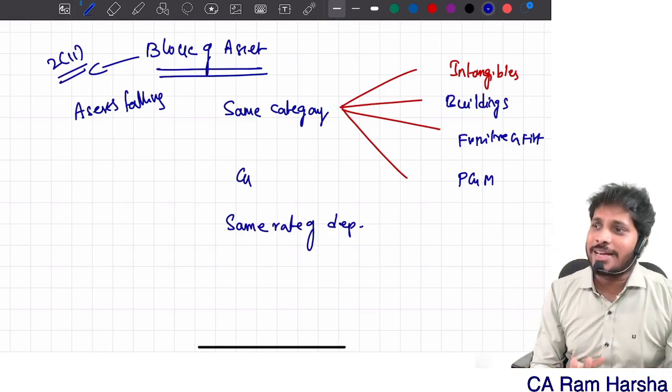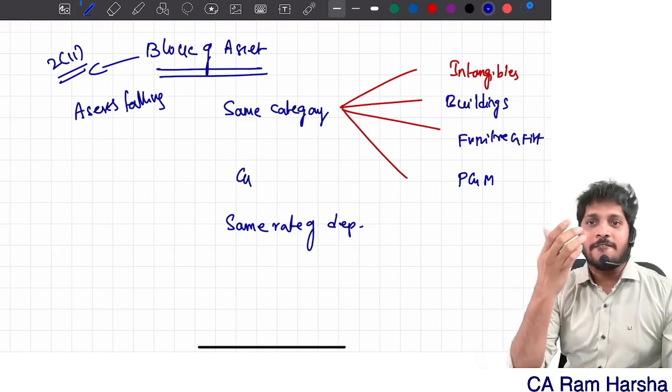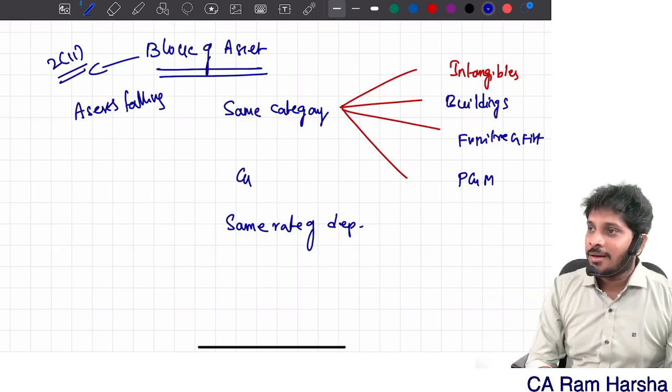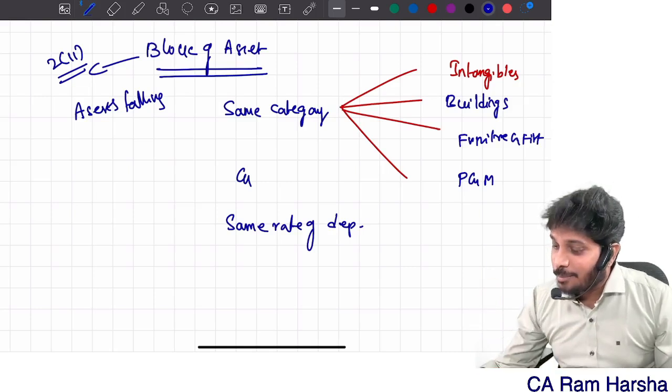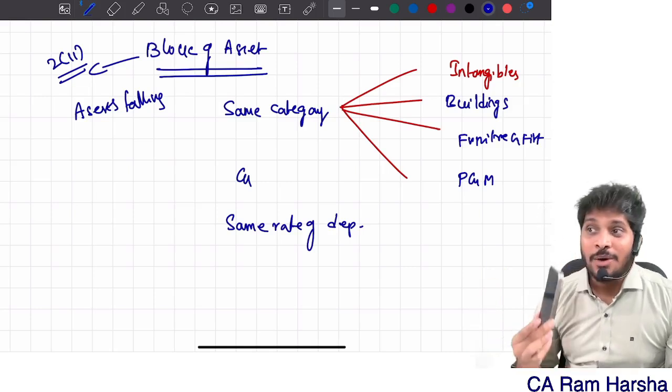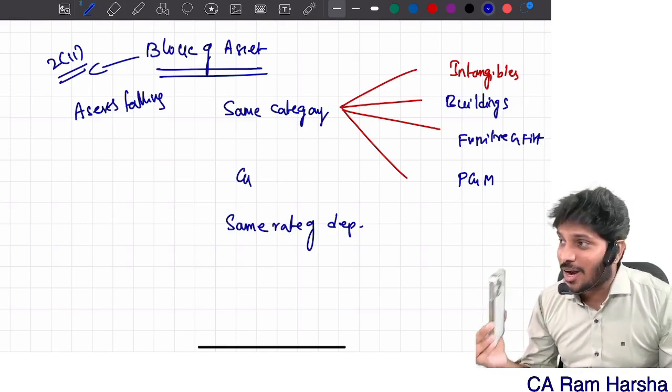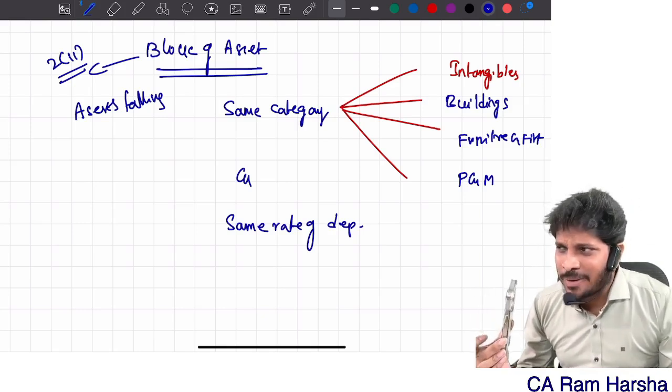From these 4 categories, observe and tell me: the mobile I purchased, where should I classify it? Plant and machinery. Why? Because a mobile is not an intangible. A mobile is not a building. A mobile is not furniture. Is this the logic you applied indirectly?